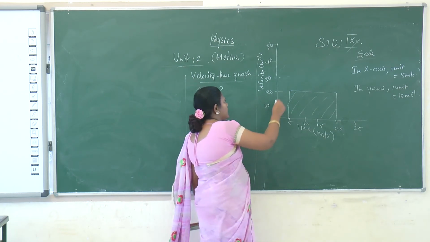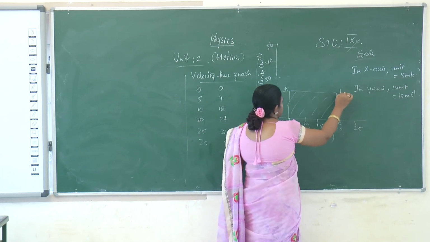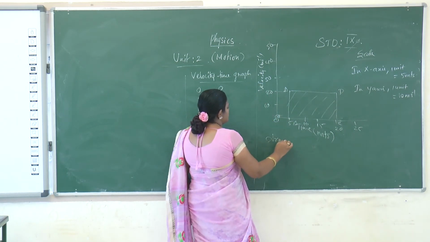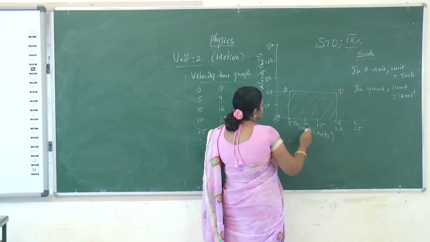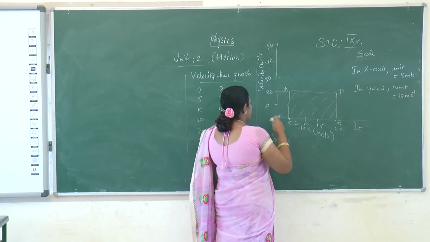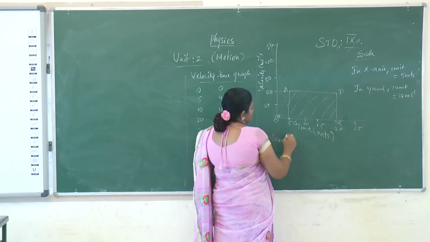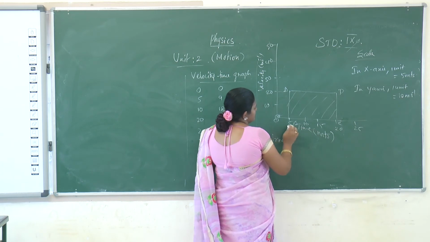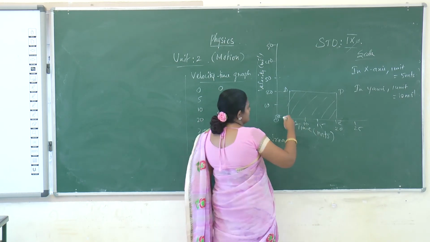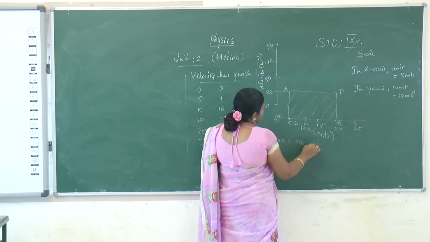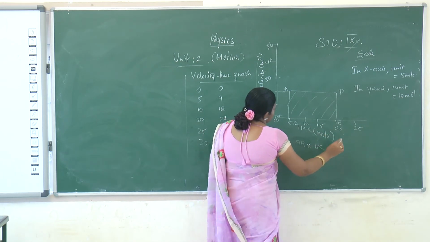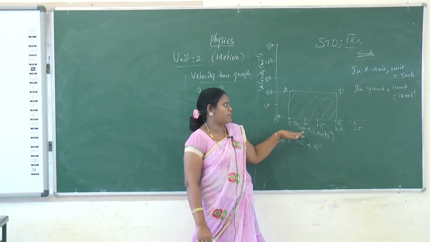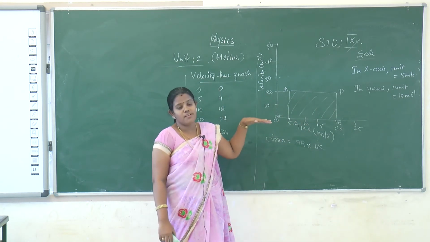How will you mention that? Label the points A, B, C, D. The area is a rectangle, so the area of the rectangle is equal to length times breadth. The length is 20 minus 5, that is 15, into the next side. Length is AB and breadth is BC. You calculate the area of the rectangle for the object moving at a constant velocity.